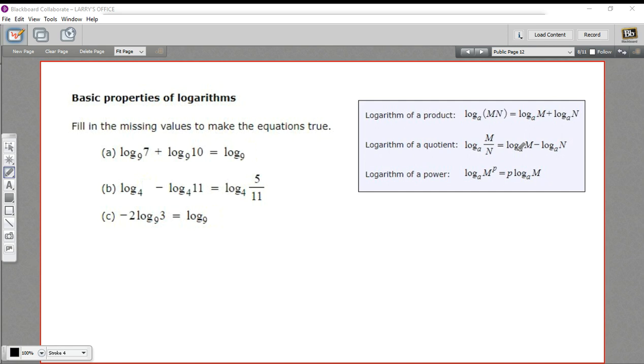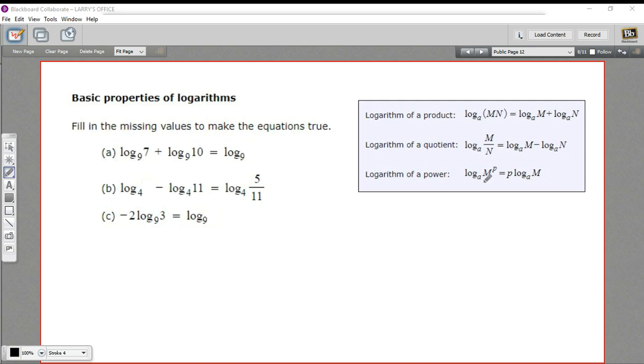Maybe not surprisingly, then, this similar kind of relationship holds between things that are subtracted. That equates to division. So if you have the log of something divided by something else, that's the same as the log of that thing minus the log of the other thing.